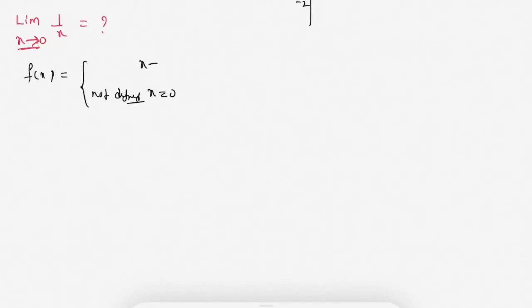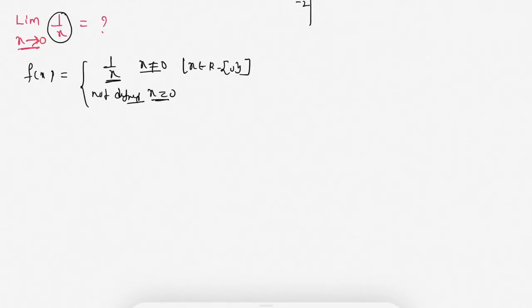If x is not equal to 0, it will be defined. For any value of x not equal to 0, it will become 1 by x only. This is the function. X not equal to 0 means x belongs to R minus 0. For x not equal to 0, the function will remain 1 by x only.